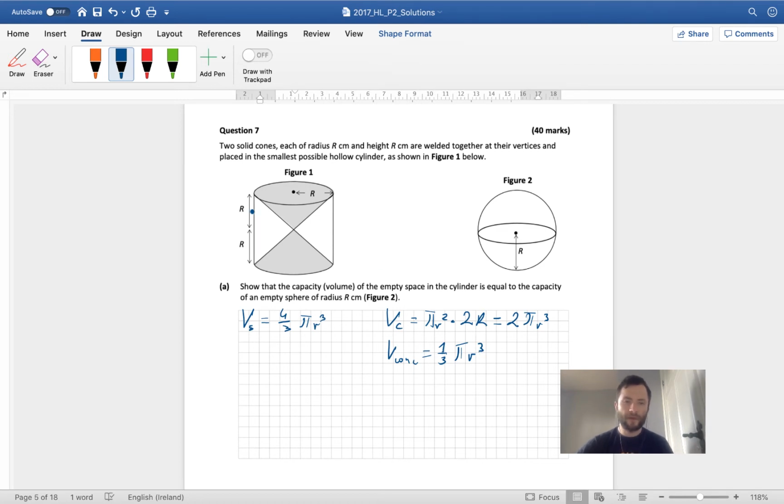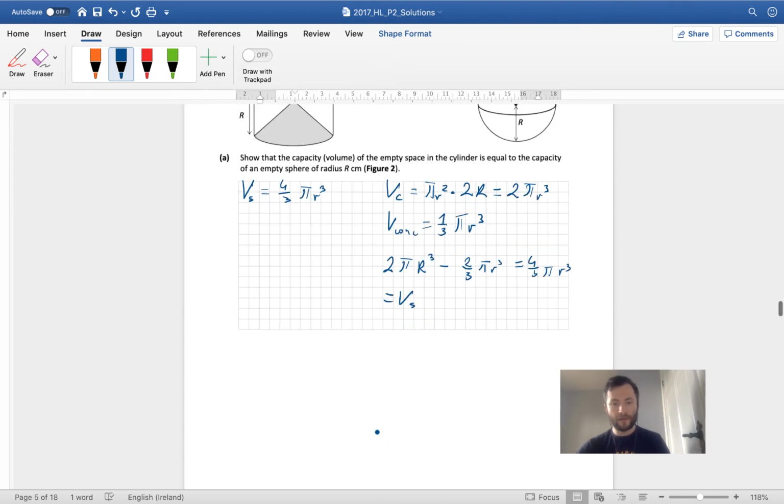So now, if I want to find the volume of the unshaded area, all I need to do is subtract one from the other. So that would be 2 pi r cubed minus 2/3 pi r cubed, on account that there are two of those cones, which is 4 over 3 pi r cubed, which is the same as the volume of the sphere. So that's as required for the question.